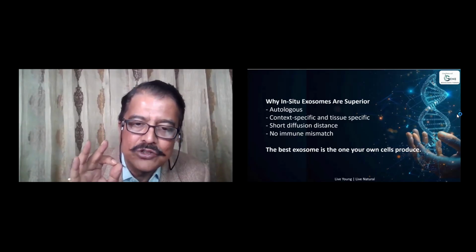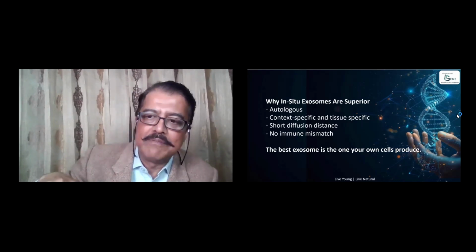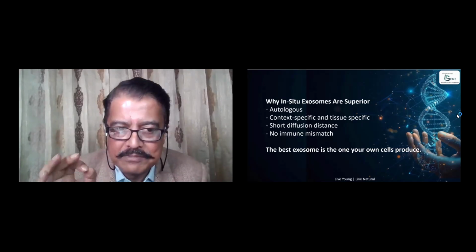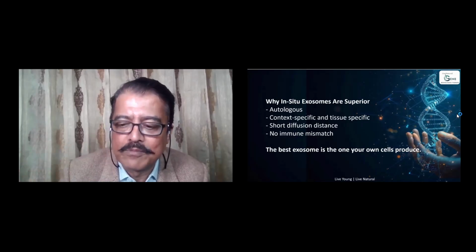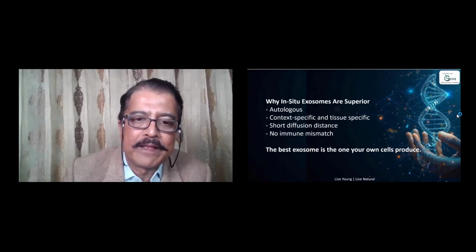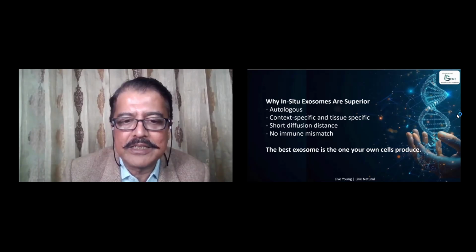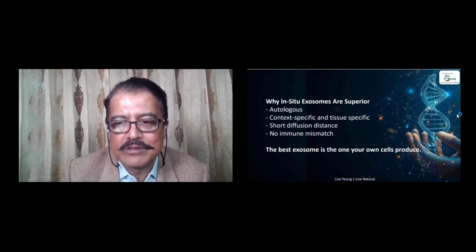And there is a very short diffusion distance. You are providing them right next to the stem cells in the hair roots. And of course, there is no immune mismatch. Your own body is making those exosomes, so there is no risk of any mismatch. As I say, the best exosome is the one your own cells produce.